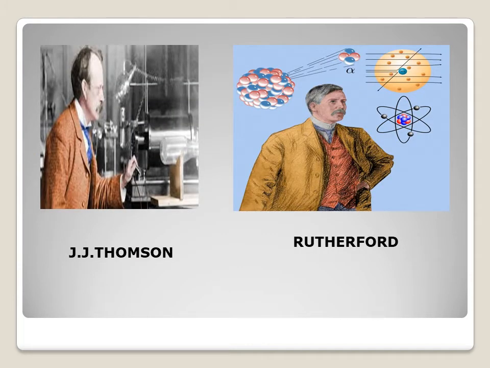Next we have J.J. Thomson and Rutherford. They did many experiments in this field, and in the late 19th century and the beginning of the 20th century, they came to understand that the atom is electrically neutral and is made up of negatively charged electrons, positively charged protons, and neutrons which have zero charge. So, all materials have these types of charges.